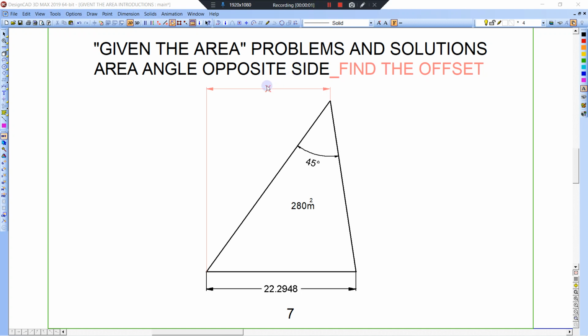Okay, this is video 7. This is given the area problems. We have an area, angle, and opposite side, and we need to solve. First, we'll solve for the height, then we'll solve for the offset. So we need the actual geometry of that triangle from the given information.